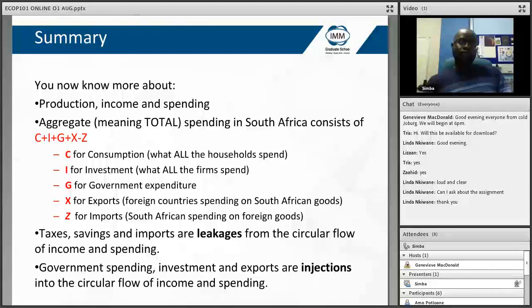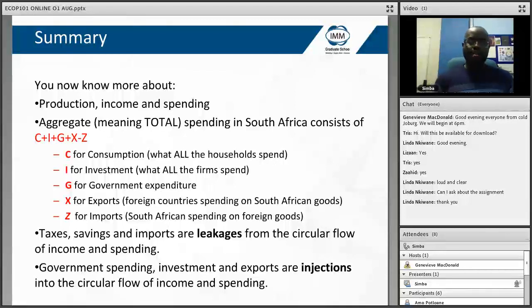Right. So this is just a summary. You know that your total spending is made up of consumption plus investment plus government spending plus X minus Z, which is your net exports. Our major flows are production, income, and spending. These flows happen at the same time, simultaneously. Whenever firms are producing and income is being earned, spending is also taking place.